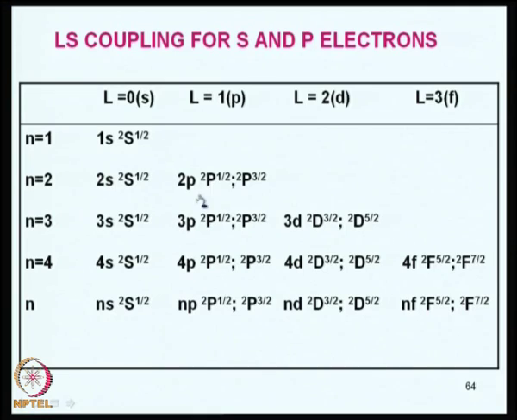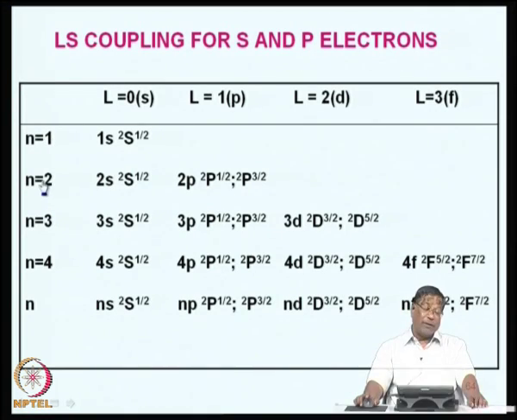So, the next slide shows n is equal to 1, n is equal to 2, n is equal to 3, n is equal to 4, and n can be anything, and for L is equal to 0, L is equal to 1, I have one more column, L is equal to 2 and 3. L is equal to 0 is S electron, 1 is P and 2 is D, 3 is F.